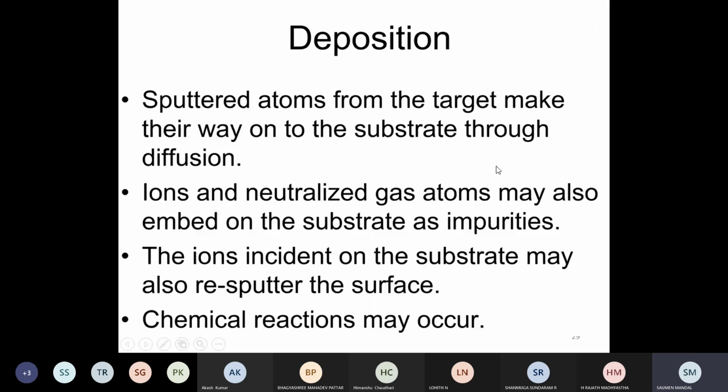So sputtered atoms from the target make their way to the substrate through diffusion. Why diffusion? Because in between there is a plasma region, so through that plasma they will come. That's why it is through diffusion, and these ions get neutralized. So there is a basic difference in this sputtering case, if you see the picture.